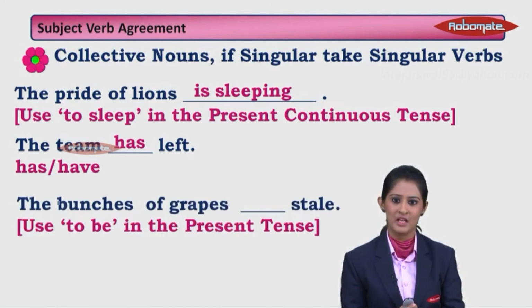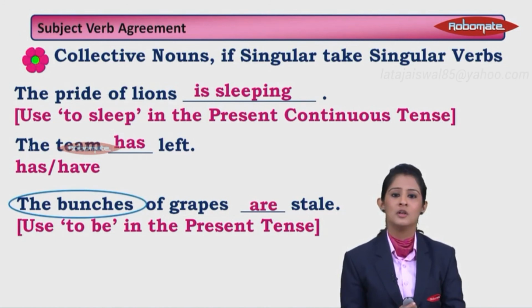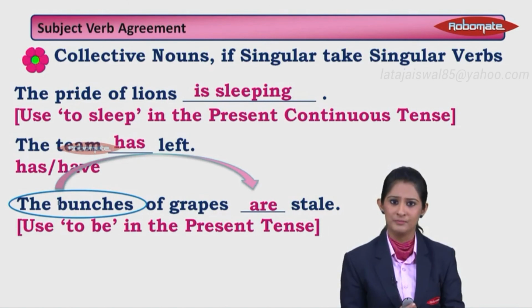The next one. The bunches of grapes dash stale. Now, we need to use the verb to be in the present tense. The options are am, is, are. Which is the right one? We need to write the word are because we have to focus on the word the bunches. The bunches, a collective noun, but this time it is plural. Thus, the bunches of grapes are stale.